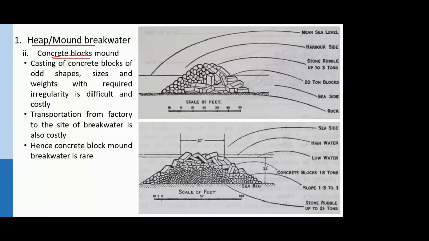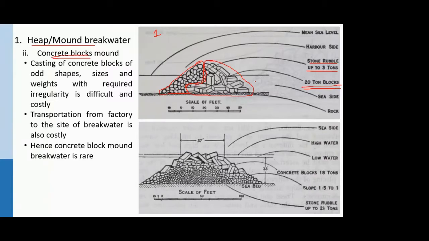Now on the diagram on the right, you see two diagrams. It is a typical example of a concrete block mound breakwater. The first one on the top, on the right side, predominantly has concrete blocks which have been placed. Generally 20-ton blocks are placed on the sea side. So heavy material is placed on the sea side, and then on the left side you have stone rubble, and that stone rubble also weighs up to some tons, but less than your concrete block.